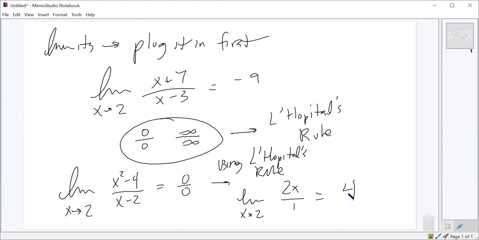Take the derivative of the top, the derivative of the bottom. Don't do something like using the quotient rule to take your derivative. Take the derivative of the top, the derivative of the bottom. You can also deal with these by factoring. Right? You can factor this into x plus 2 times x minus 2 and cancel. You can also sometimes, not in this case, but sometimes do a u substitution to get rid of the 0 over 0 or the infinity over infinity.